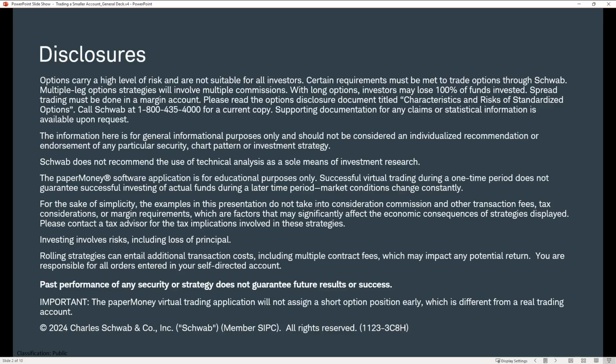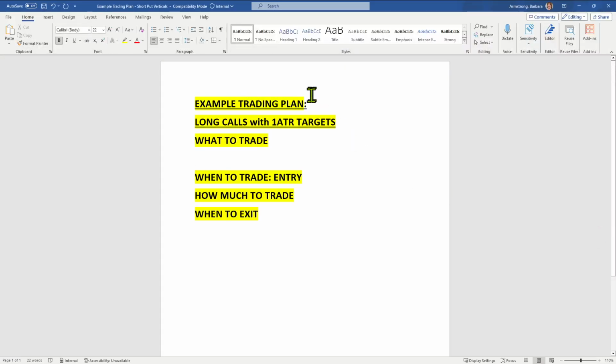So I'm going to come over to Microsoft Word, and this example trading plan of a long call with a 1 ATR target, what is that all about? Well, this is a bullish trading strategy where we're looking at a stock that is uptrending.